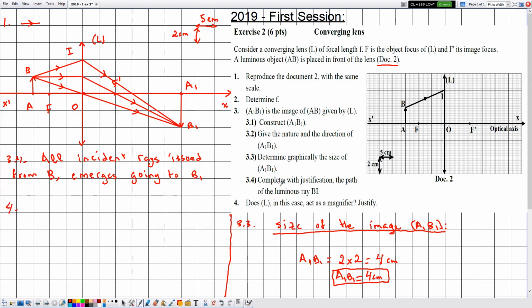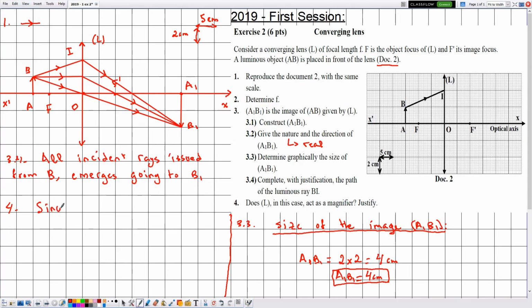Now in part 4 they are telling me, does L in this case act as a magnifier? Justify. So they are asking me if the role of the lens here is a magnifier. The role of the lens can be determined from the properties of the image. If the image is virtual and larger in size, then the role of the lens is a magnifier. But notice that in 3.2, when they asked me to give the nature, we have justified that the nature is real and not virtual. For this reason, because the image A1 B1 is real and not virtual, in this case L doesn't act as a magnifier.